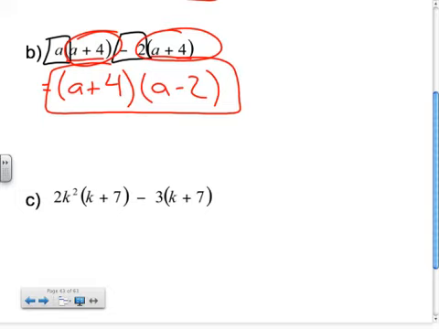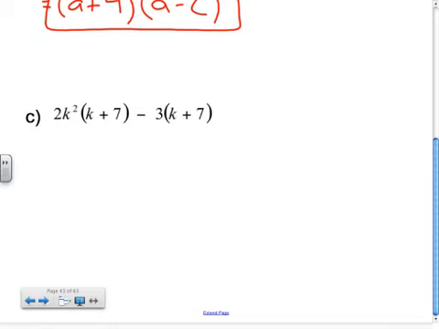So part C here, same idea. They have to be the same. Fortunately for us, they are. k plus 7, k plus 7. So when I factor this down, I'm going to have 2k squared minus 3.